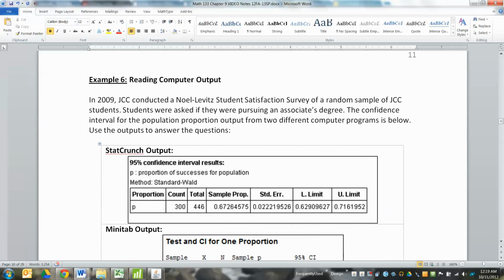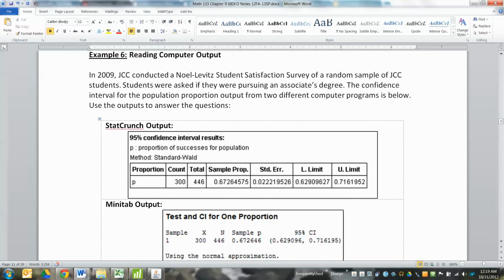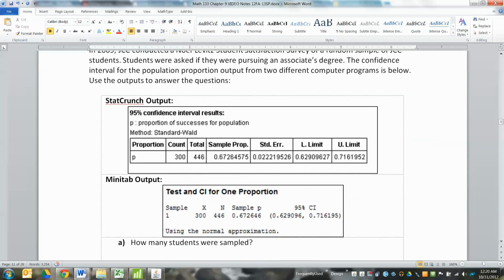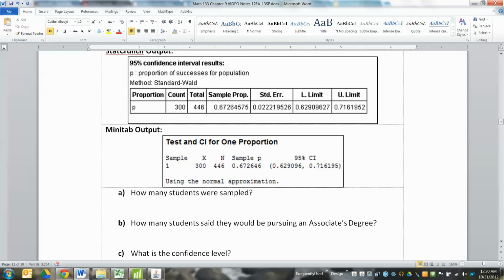All right, we're done with that. Now let's get down here to the reading computer outputs. And of course, you don't know which outputs you're going to be given on the exams, so you want to kind of prepare yourself to deal with whichever one comes your way. So here's StatCrunch, here's Minitab. Of course, I could throw a different one in there.